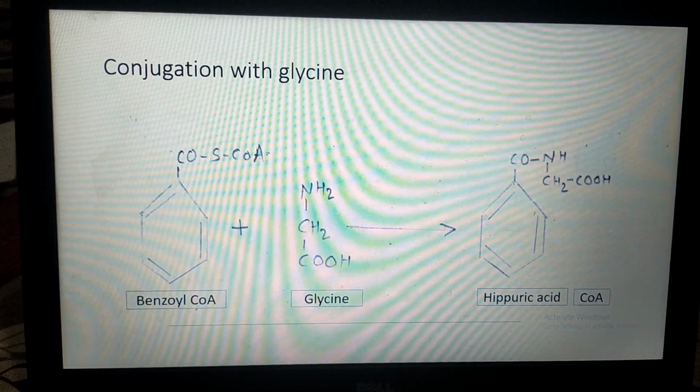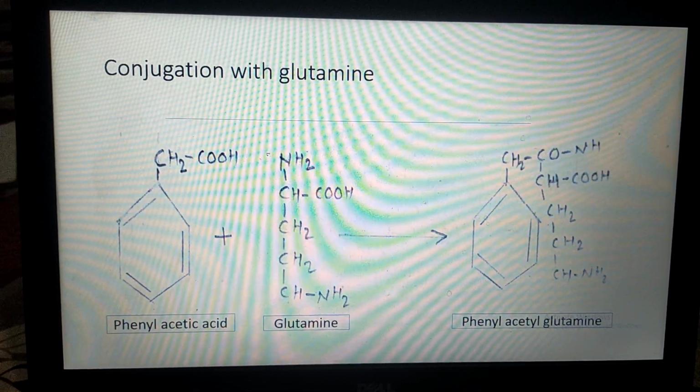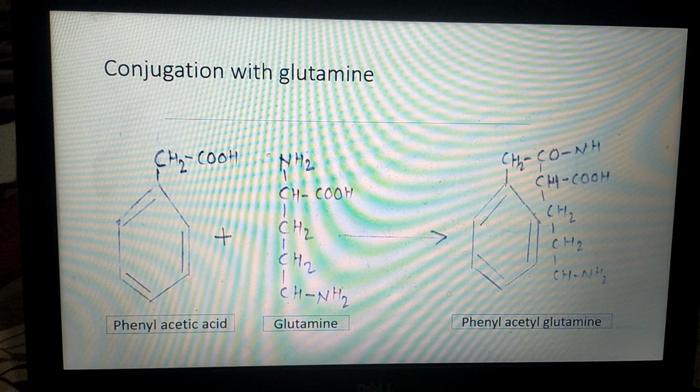Next is conjugation with glutamine. An example of this is phenylacetic acid, which combines with the amino acid glutamine, and the complete glutamine is added to it to form phenylacetylglutamine. Therefore it becomes more soluble and easily excreted.